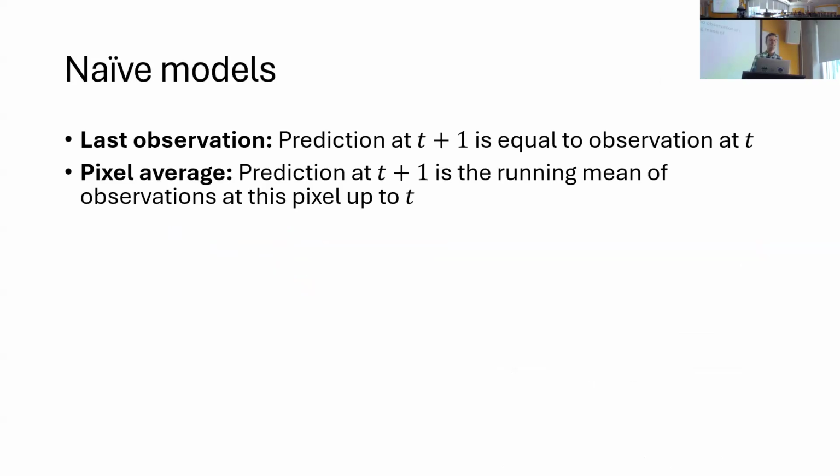Next thing to talk about is naivety. This is a step that I see left out from a lot of machine learning papers.